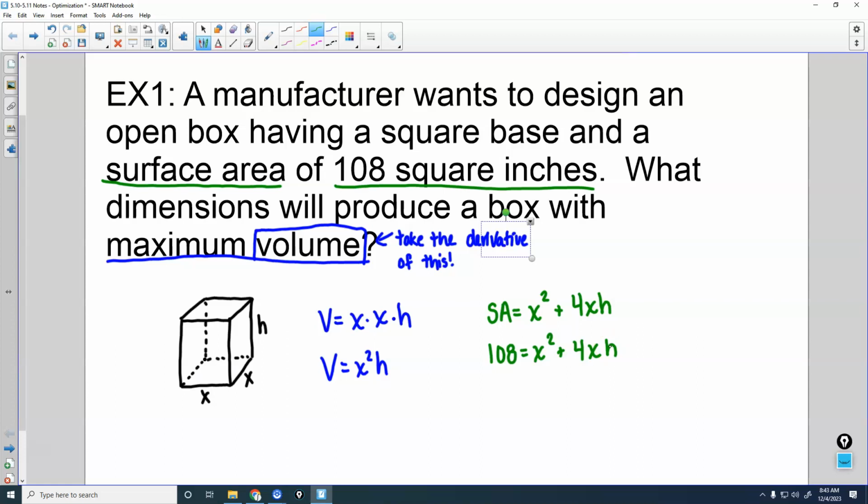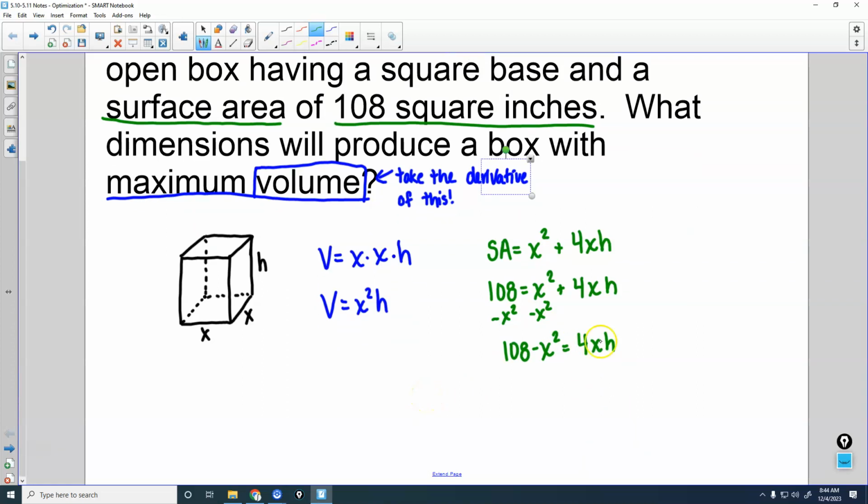So what we need to do here is plug this equation into this equation to get rid of one of the variables. Now, which variable can we solve this one for? We can solve for h. If you try to solve for x, you would have to do some crazy completing the square sort of stuff that would be a nightmare to do. But the h, there's only one of them. So we can solve it fairly easily, and then we could plug it in over here. So if we subtract that x squared, we get 108 minus x squared equals 4xh.